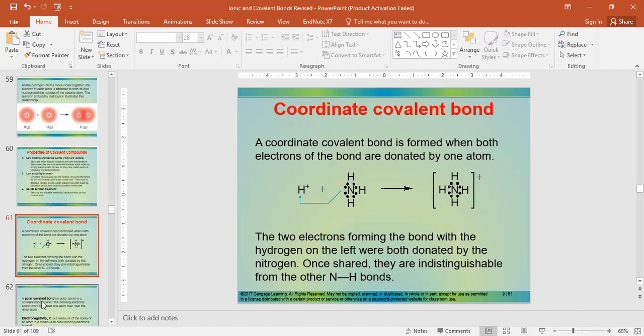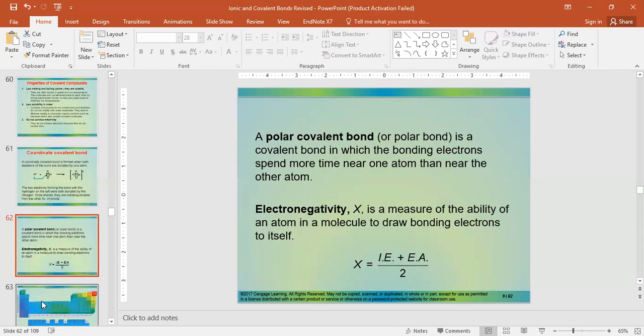So we continue. What we call the polar covalent bond. I remember I briefly talked about this last time. A polar covalent bond, I illustrated this when I was using the water, where the bonding pair of electrons are shared not equally. They are close to a more electronegative atom than to the less electronegative atom.